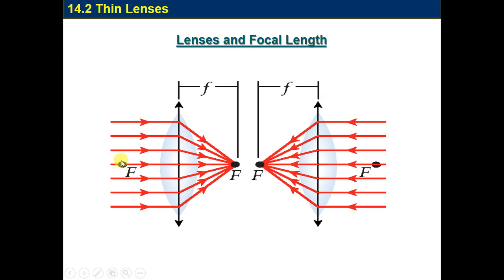But usually our object is placed on the left side of the lens, okay? Usually this is what we use. So the focal point will be where? Right side.